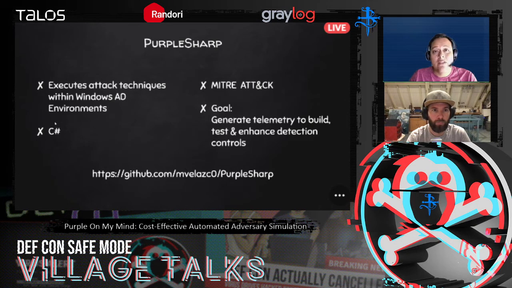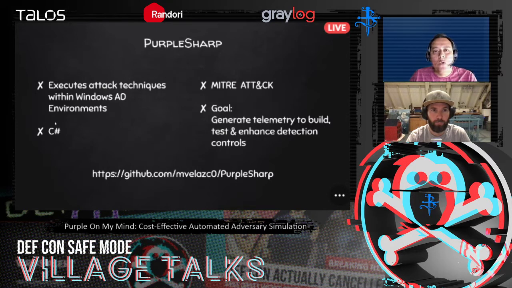So actually yesterday at Black Hat Arsenal, I released my adversary simulation tool called Purple Sharp. You can go to the GitHub page and you'll find all the information you need. Basically, Purple Sharp is a tool in C Sharp that executes adversary techniques within Windows AD environments. So it's focused on AD environments. It follows the MITRE ATT&CK framework as far as the techniques.